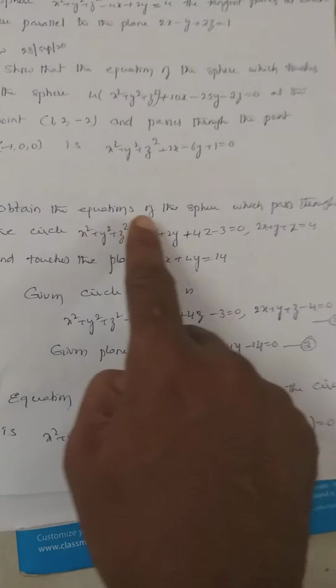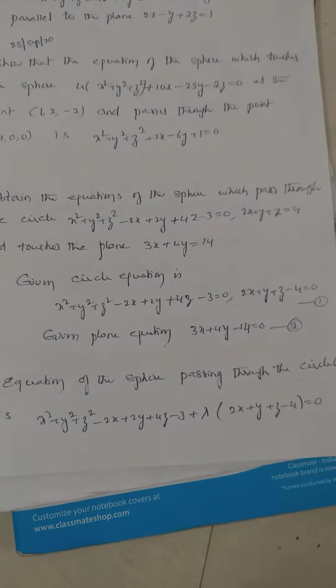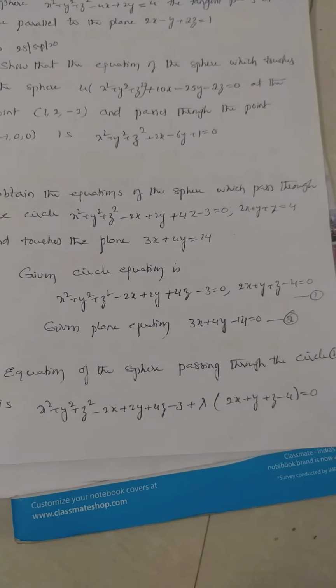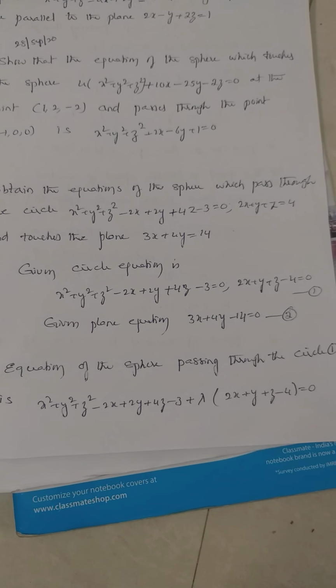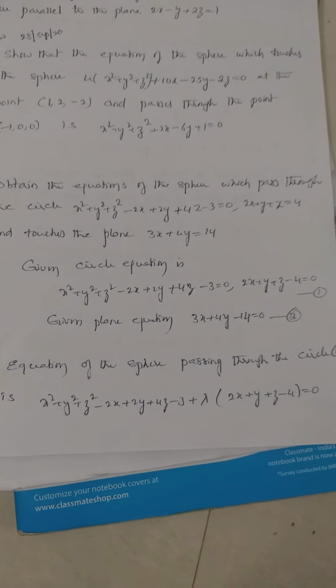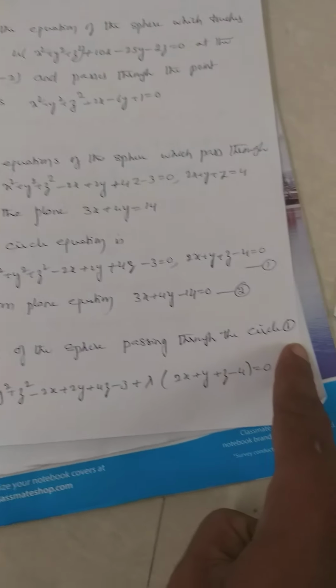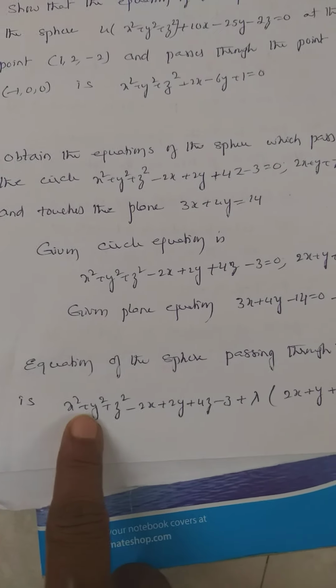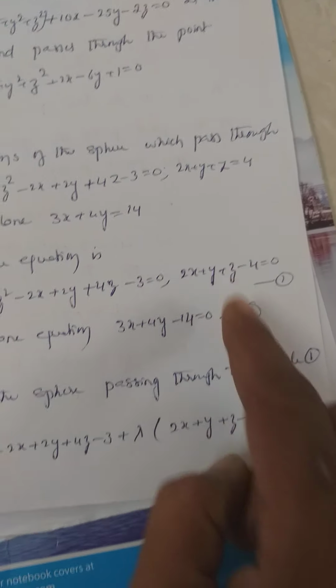Now the first point is we have to find the equation of the sphere which passes through this circle. Now a very simple formula: the equation of a sphere passing through the circle is S plus lambda U is equal to 0, right? Now the equation of the sphere passing through the circle is this plus lambda into this plane is equal to 0.